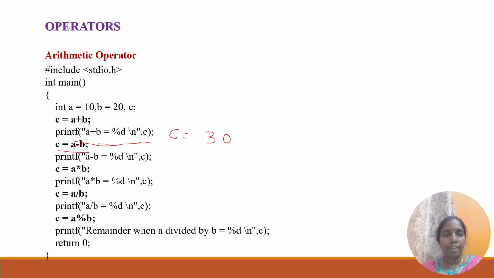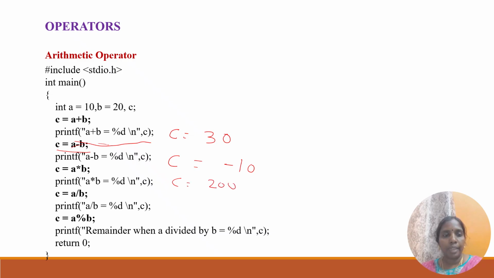Second, we have assigned c equal to a minus b. So the output of this expression, c is a minus b, which is equal to minus 10. And the third one is a into b. So a into b is c equal to 10 into 20. So the value of c is 200.